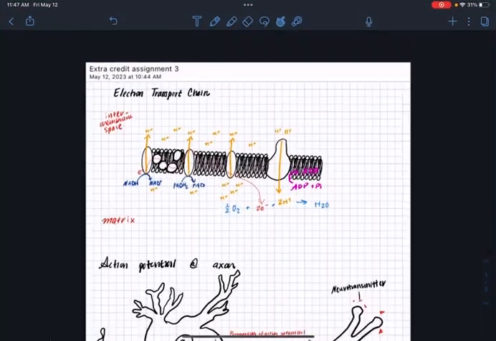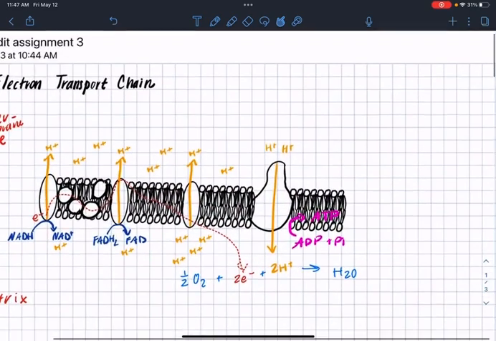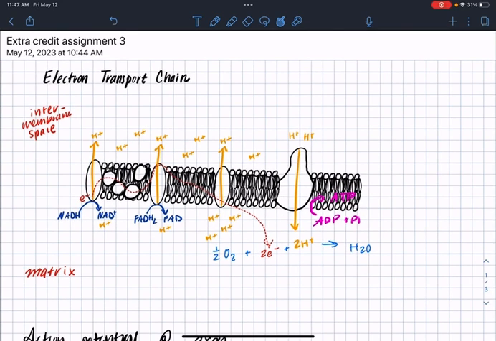Hello everyone, my name is Alyssa Alfaro and I'm going to be walking you through 3 different examples here for Bio 207. I'm first going to start off with talking about the electron transport chain.